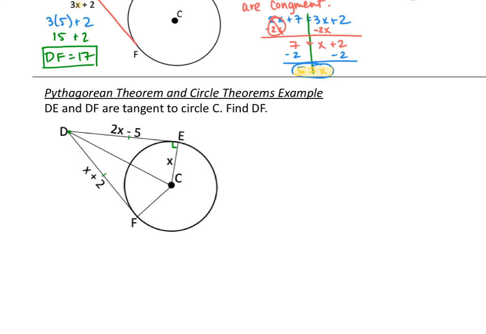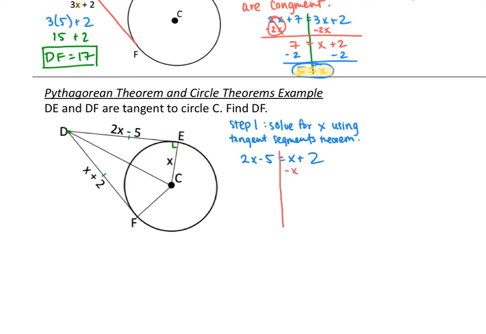Okay, so first, I'm going to write out the step-by-step directions here. Step one is we're going to solve for x using the tangent segments theorem. We're going to set these equal to each other, so 2x minus 5 equals x plus 2, and we're going to solve for x. I'm going to start by subtracting x from both sides. So 2x minus x is x. These x's cancel out, and then I'm going to add 5 to both sides. So x equals 7.